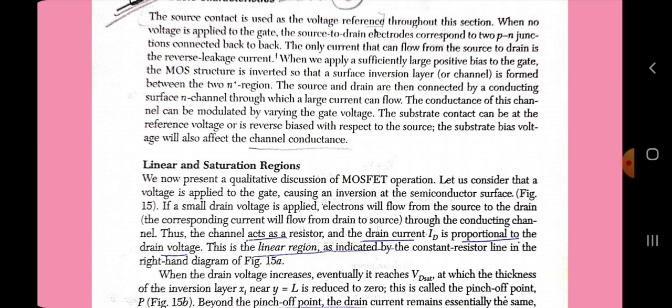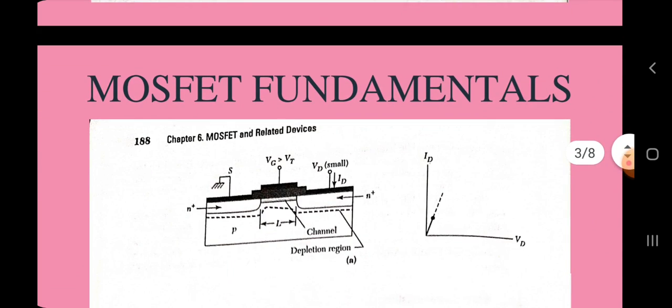Let us consider that a voltage is applied to the gate causing an inversion at the semiconductor surface, as we have discussed in this figure. When a small drain voltage is applied, the electrons will flow from the source to the drain. The corresponding current will flow from the drain to the source through the conducting channel. Thus, the channel acts as a resistor and the drain current ID is proportional to the drain voltage. That is the linear region, as indicated by the constant resistor line in the right hand side of the diagram, which you have shown over here.